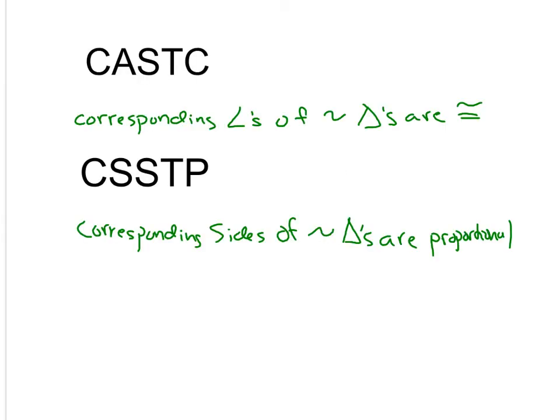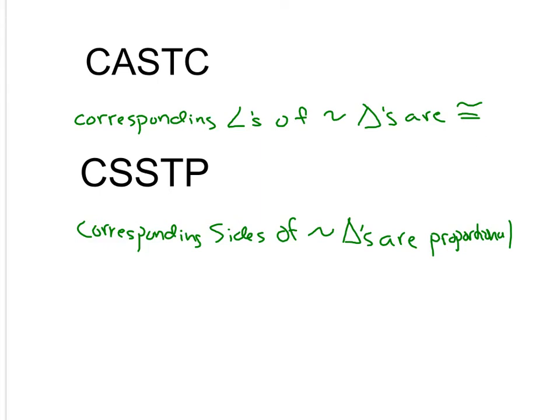Do you remember CPCTC back when we proved triangles congruent? We're now proving that triangles are similar, and we have two more sayings you need to know. The first one is CASTC, or CASTIC. CASTIC stands for corresponding angles of similar triangles are congruent.